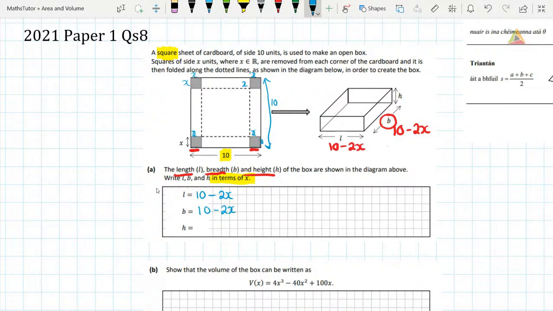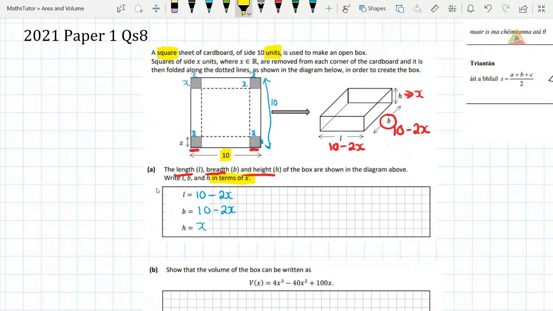So they are in terms of x because there's x's in their answers. And the height is a little bit harder to picture. When I fold up along those dotted lines and turn this into a box, the height of this is actually going to be equal to the x. So whatever the square that we're cutting out has that length of x, that's going to be our height. So we can say that the height of this is going to be x.